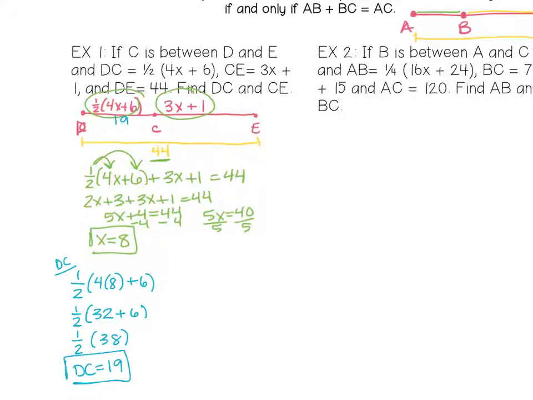And then they also asked me to find the other segment, CE. So I have 3 times 8 plus 1, which is 24 plus 1, so CE equals 25. And if I add those together, I do get 44, so my work checks out.